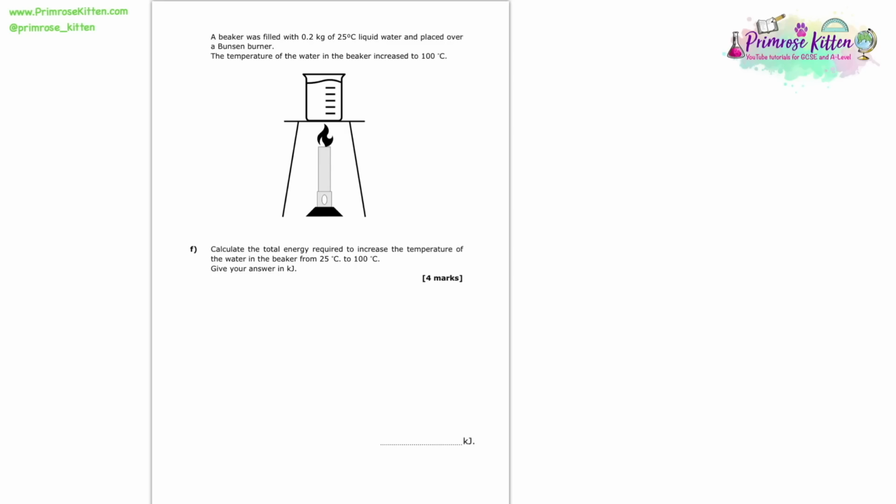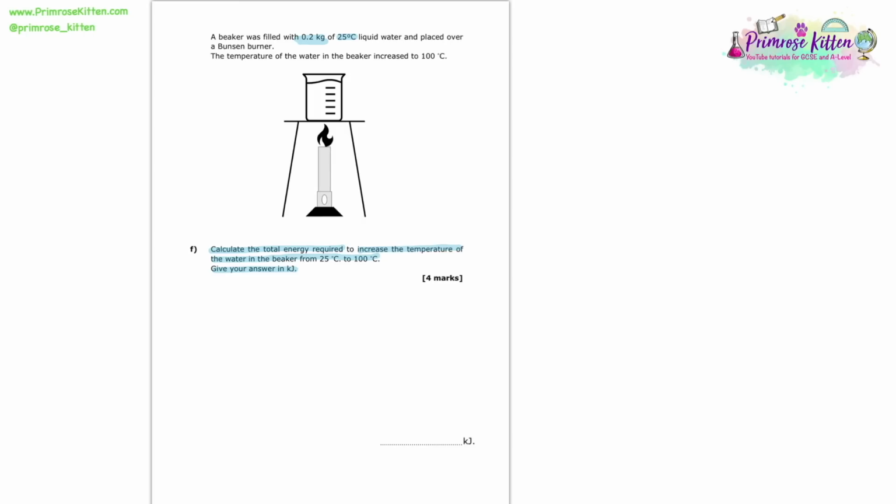The beaker was filled with 0.2 kilograms of 25 degree liquid water and placed over a Bunsen burner. The temperature of the water in the beaker increased to 100 degrees C. Here we're asked to calculate the total energy required to increase the temperature of the water in the beaker from 25 degrees C to 100 degrees C. And we're asked to give our answer in kilojoules.